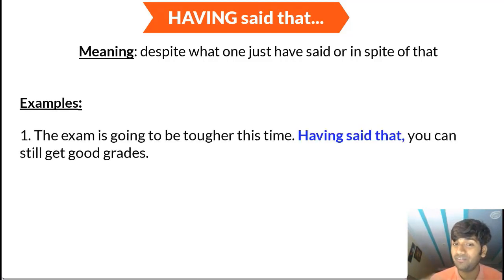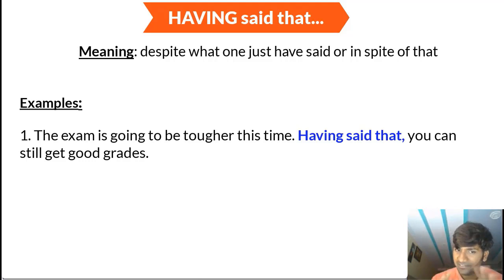The exam is going to be tough this time, but having said that, you can still get good grades. The exam is going to be tough this time. So this is a little negative, or like this is probably a concern. Like I'm just letting you know and I'm making you a bit tense, right? And after this, I introduce something using this phrase, having said that, which is a bit lighter, which is opposite to what I just have said. So when you say it is going to be tougher, that means you're going to get fewer marks, right? This is what you expect.